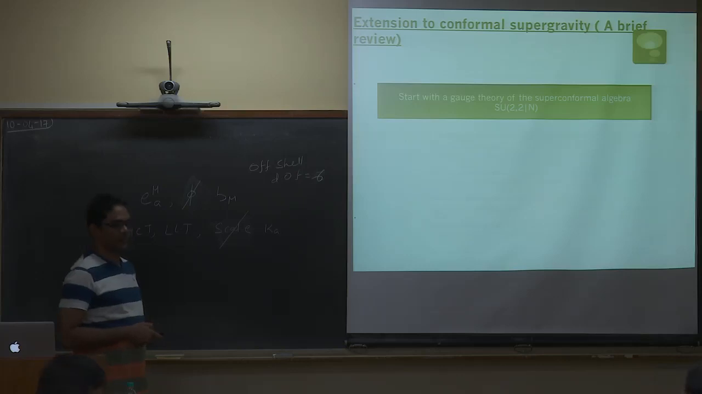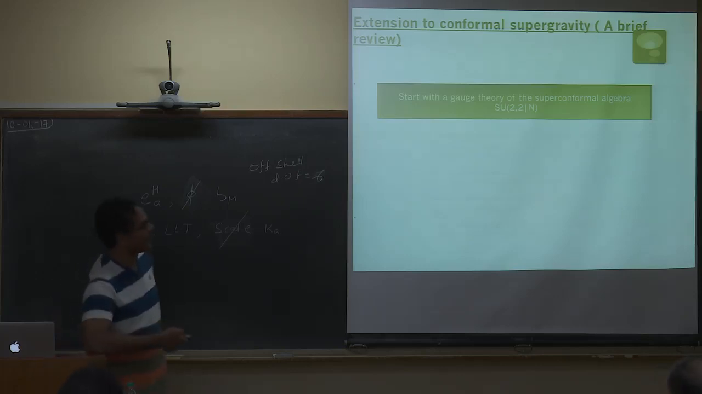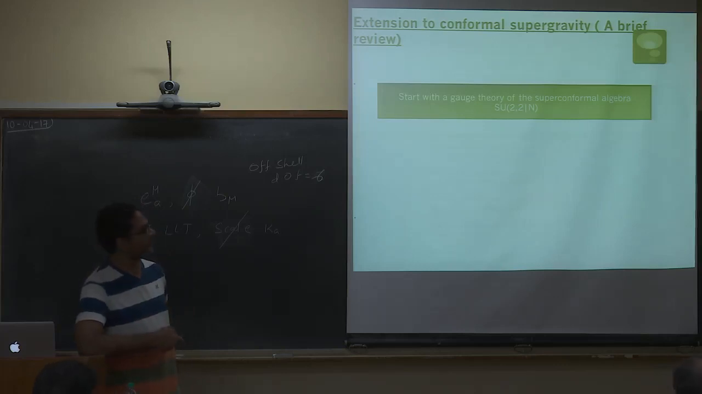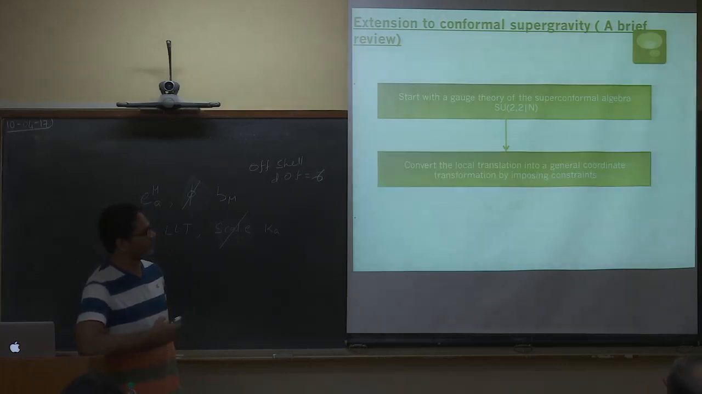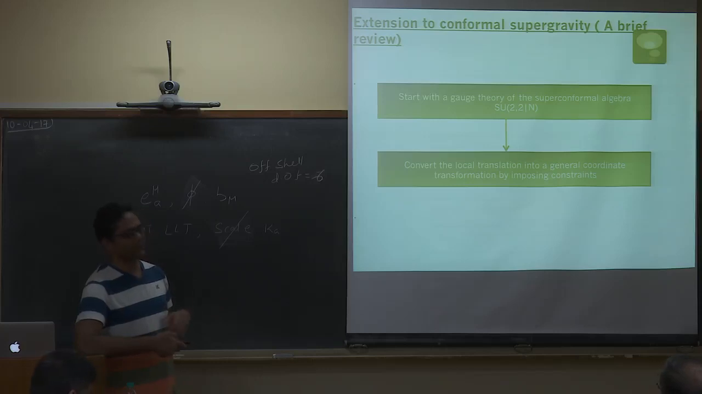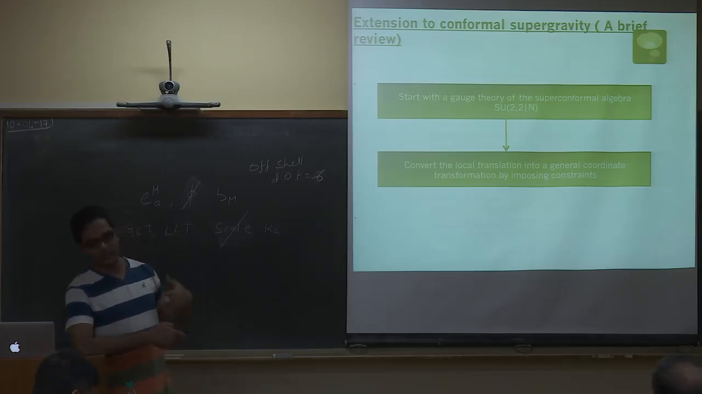The constraint is to conformal supergravity. Yeah. You start from the superconformal algebra, and corresponding to each generator you introduce gauge fields and field strength. Okay, and then that's a gauge theory. Then you convert the gauge theory to a theory of gravity by imposing constraints. Okay, so you need to impose similar constraints.